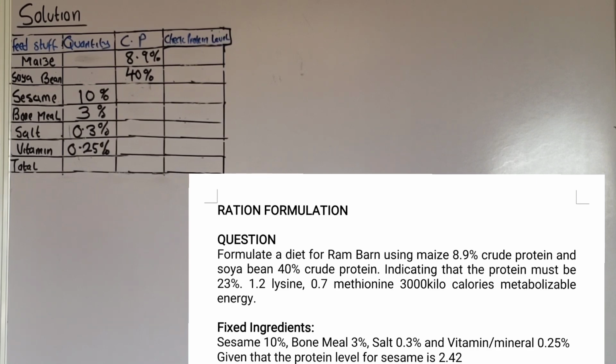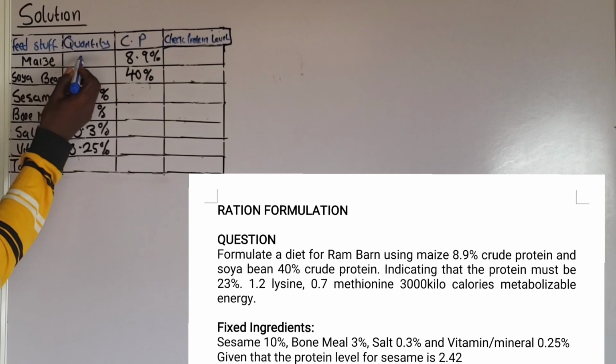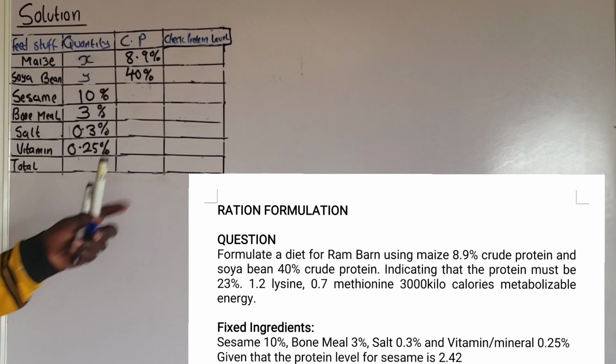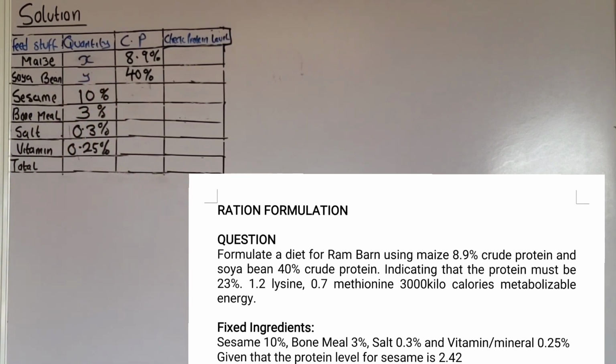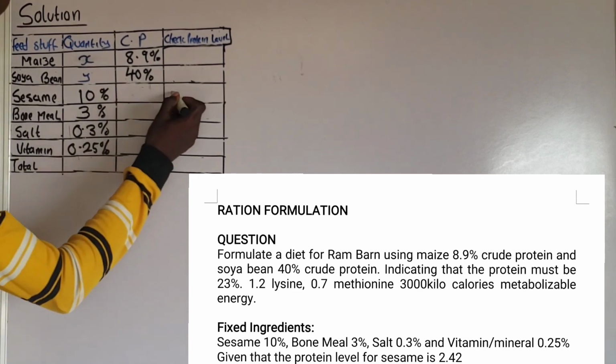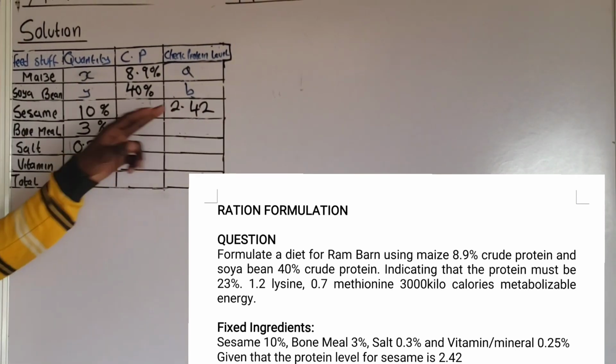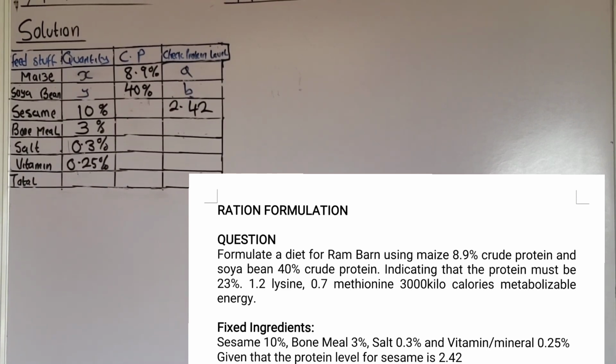Okay? So now the goal of this question is that we need to determine the quantity of maize that we need. Are you paying attention? The quantity of maize that we need and the quantity of soya bean that we need. And also, we need to determine the checked protein level for maize and soya bean. Don't forget that we've been given that the checked protein level for sesame is 2.42. So here I'm going to have 2.42. So we've been given that the checked protein level of sesame is what? 2.42. Now, the goal is to determine the quantity of maize and soya bean, which is X and Y, and the checked protein level of maize and soya bean.